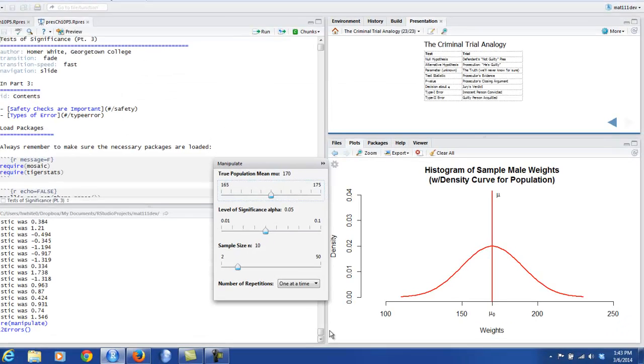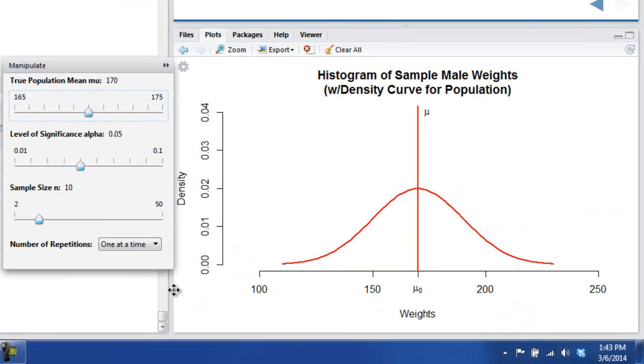So here's how the app works. The density curve in red that you're looking at is a density plot for the weights of some population of males. Notice the vertical line, mu. The mean weight of all the males is 170 pounds. Also along the horizontal axis you see mu naught. Mu naught is the null hypothesis's belief about what the mean of the population is. So at the moment, the null hypothesis is true. Mu naught is the same as mu. It's 170 pounds.